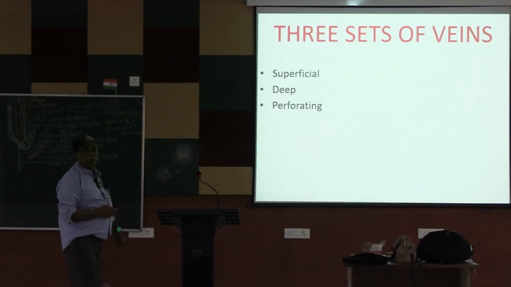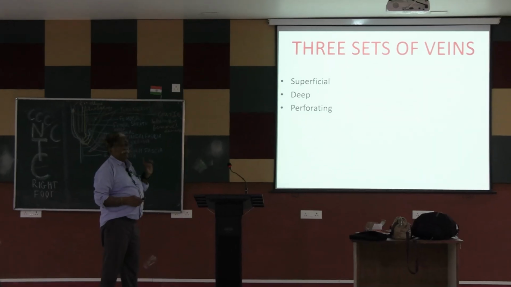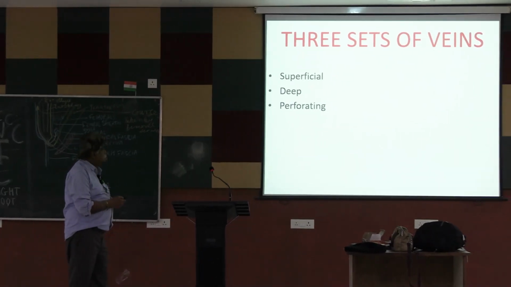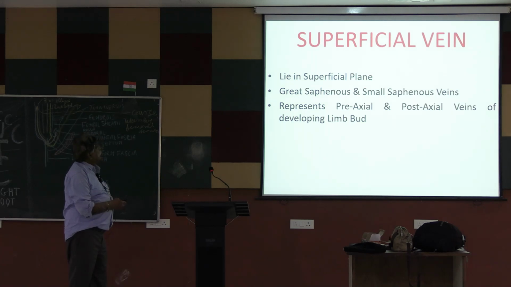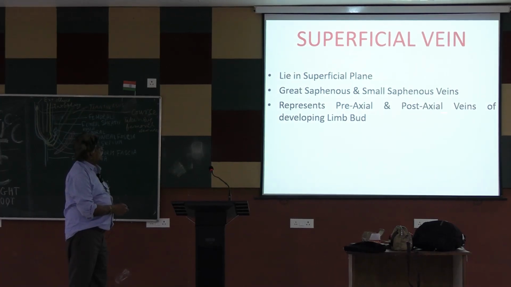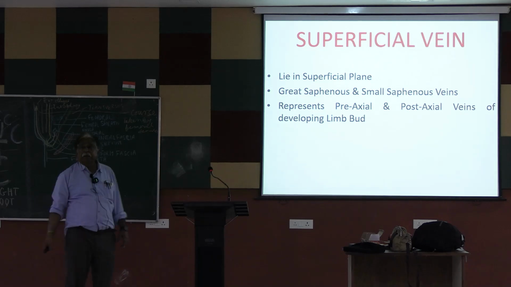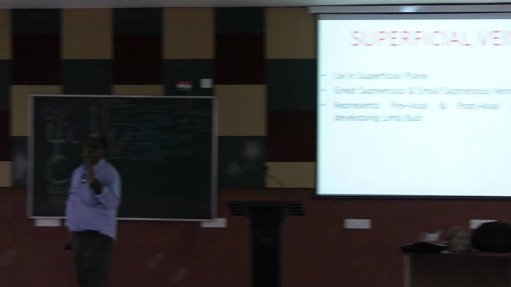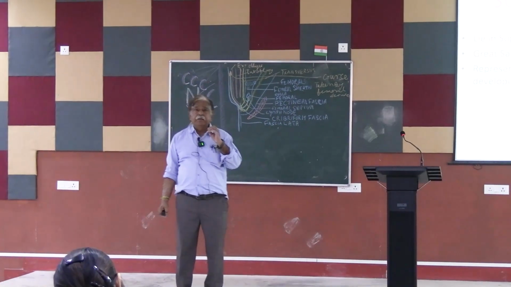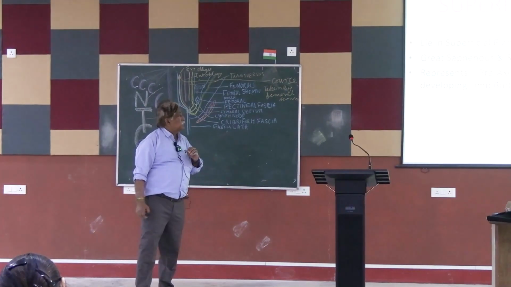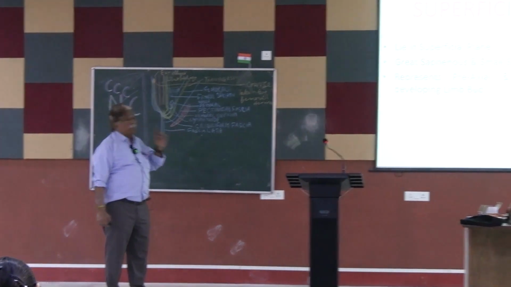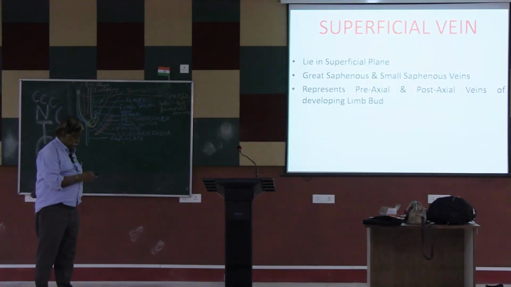Three sets of veins: superficial, deep, and perforating. Superficial vein lies in the superficial plane. Great saphenous and small saphenous vein represent preaxial and postaxial veins of the developing limb bud. Now, the embryology of it, the preaxial and postaxial veins of the developing limb bud. Okay.